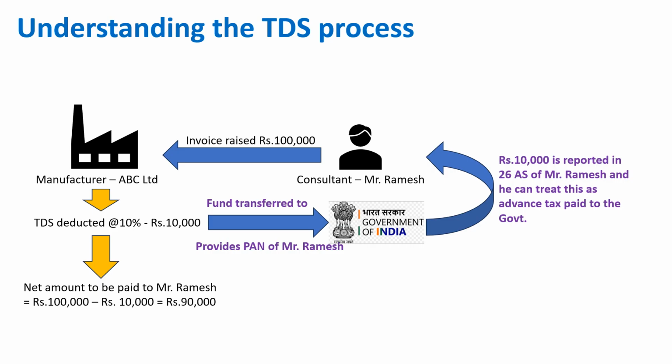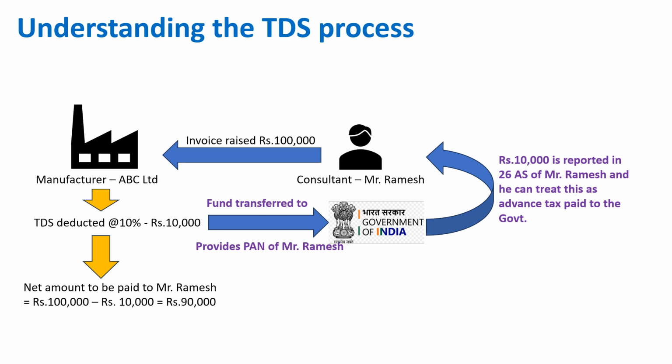Right? So when Ramesh will file his tax return at the end of the year, the advance tax he has paid directly to the government of India and the tax which is deducted by ABC Limited and remitted to the government of India, both together can be treated as advance tax paid, and only the remaining tax liability has to be paid by Mr.